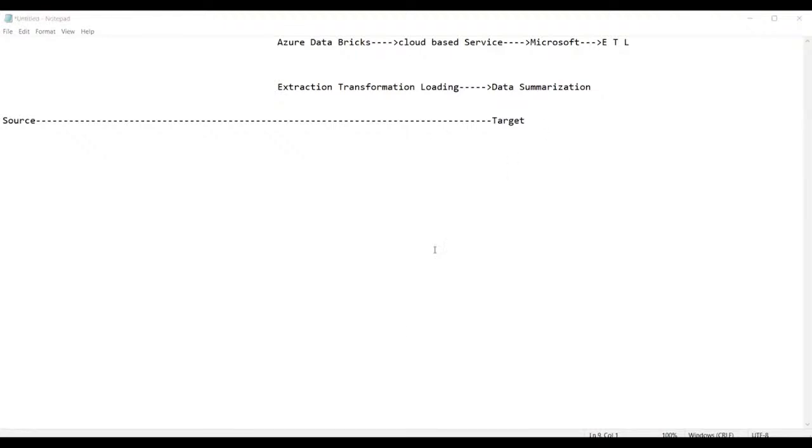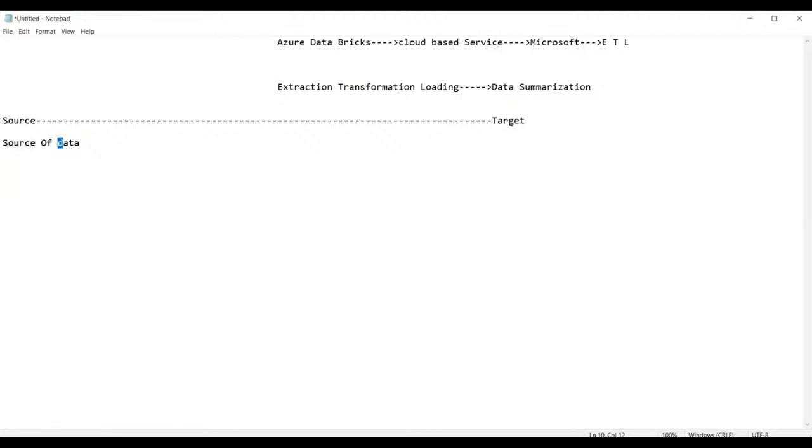Actually, it is the source of data. A place from where we get the data is called as what? Source of data. Okay, guys. A place from where we get the data is called as what? Source of data. So I'm using source of data.